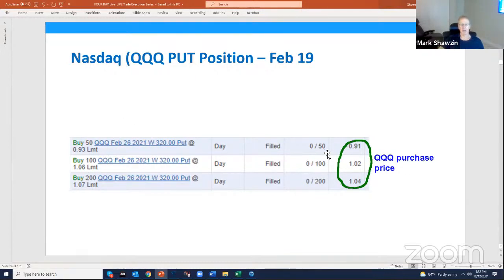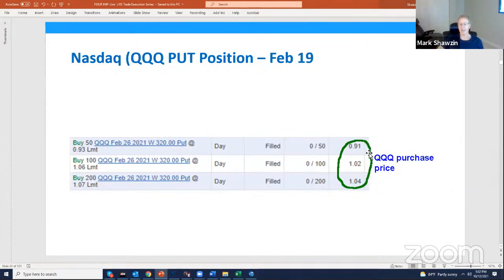You can see I bought 350 put options of the 320s at around $1. You have to multiply that times 100, because each option is based on 100 shares. So I had 350 options times $1, so that was a $35,000 bet. And I did the same thing on another account. I had two accounts loaded up the same way.